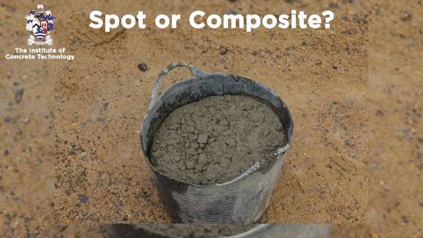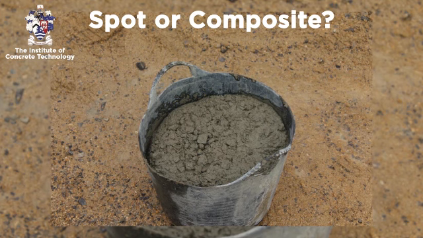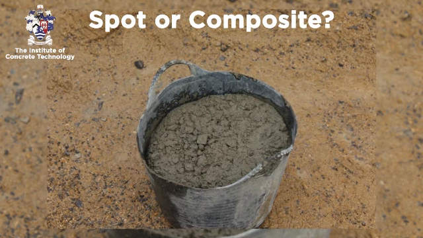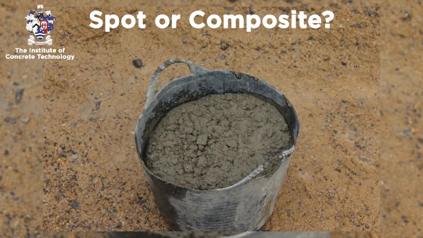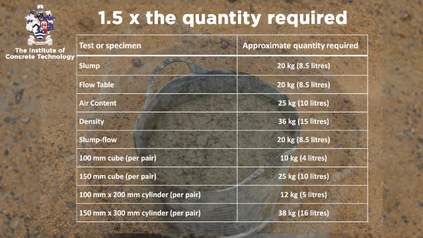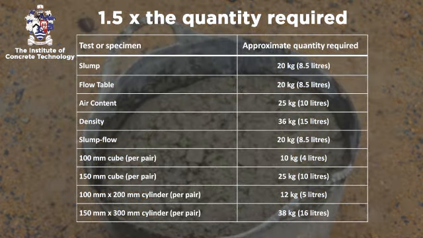Depending on the intended use of the sample, it must be decided whether a spot or composite sample is required. Any sample should contain at least 1.5 times the quantity estimated as being required for any tests. Approximate quantities required for typical tests and specimens are shown in the table.